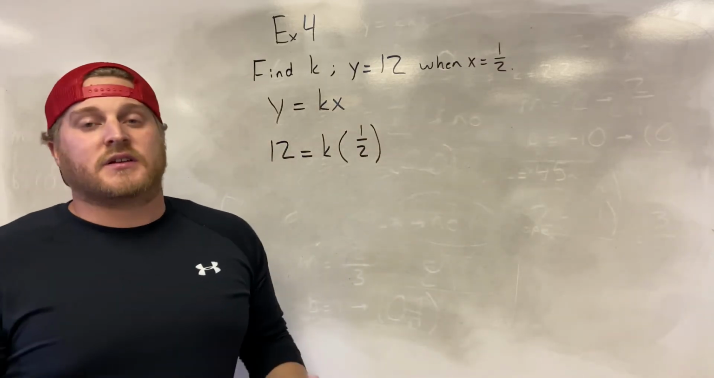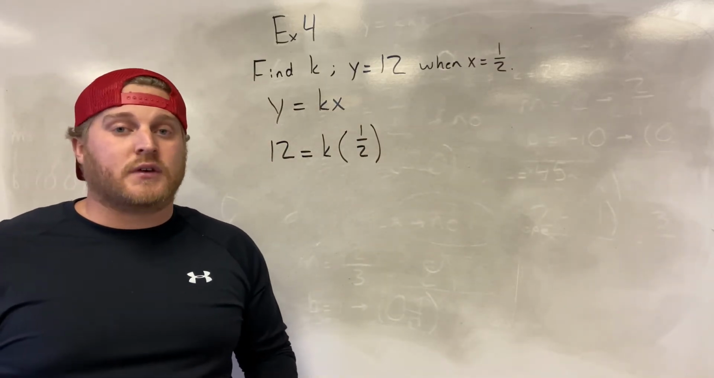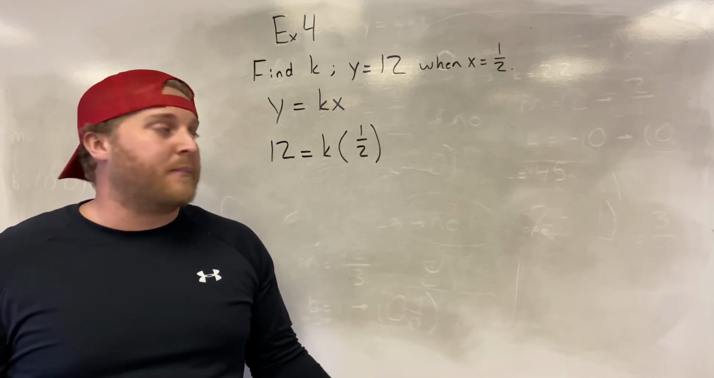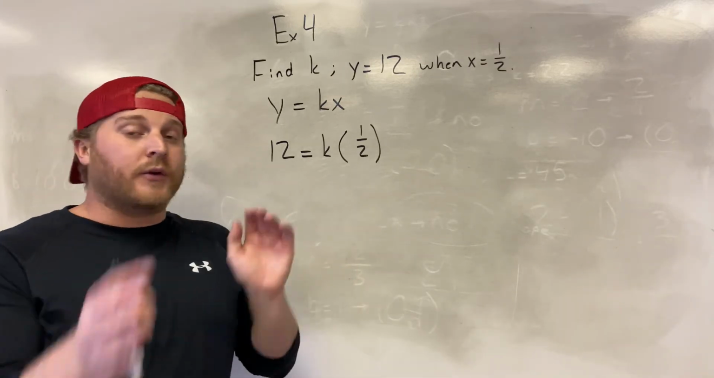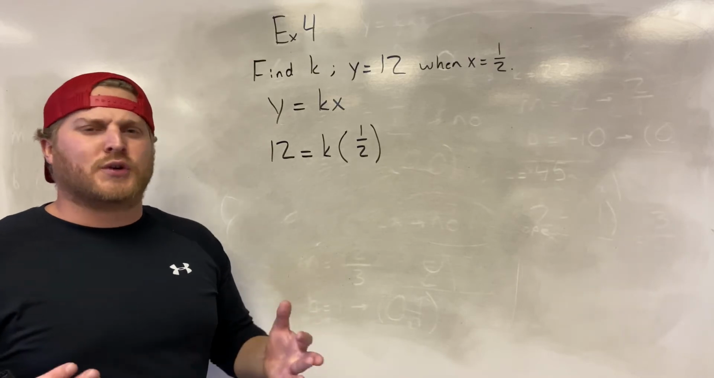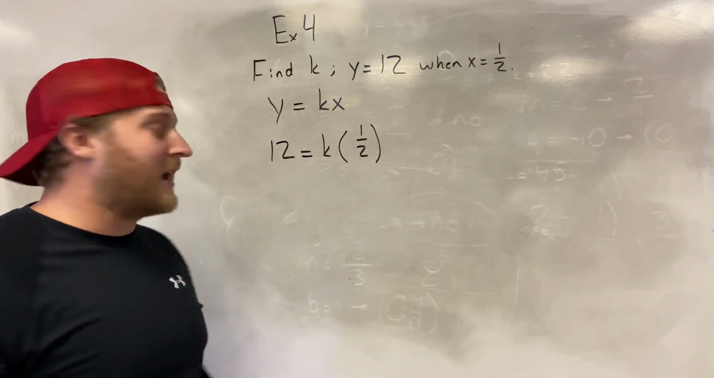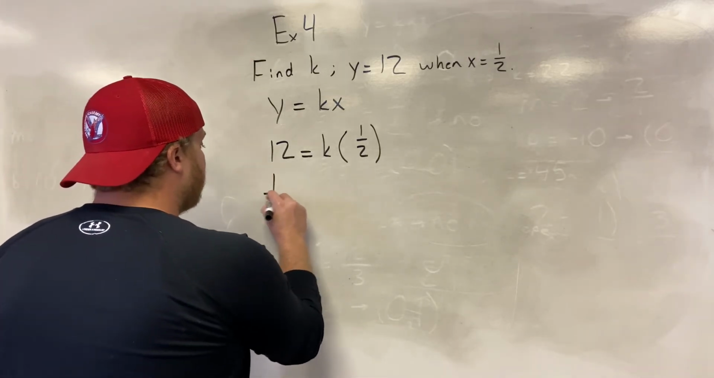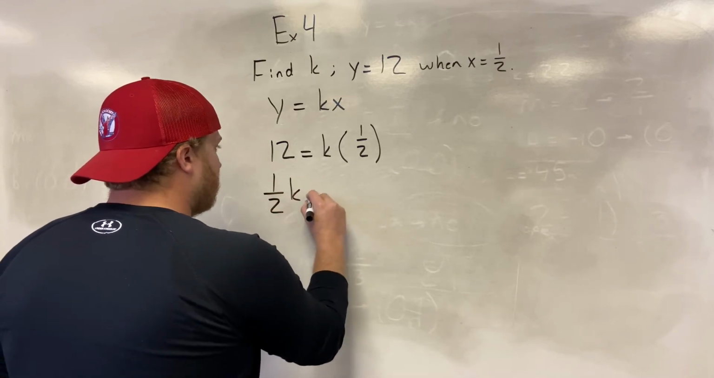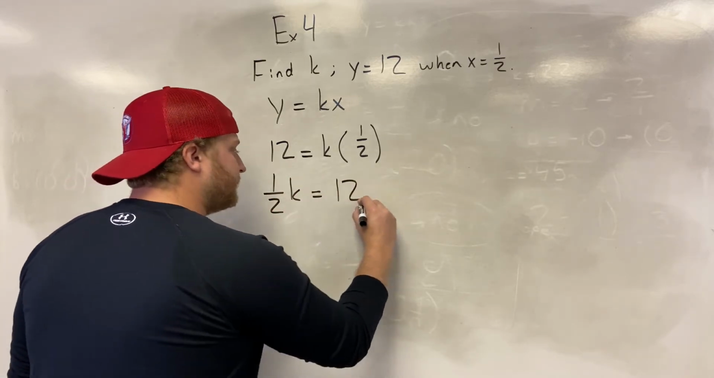Now that I've inserted these values, I'm just going to solve the equation like I would solve any other type of equation. The first thing I'm going to do is move this around a little bit so it's a little easier to read. This is saying that 1/2 times k equals 12.